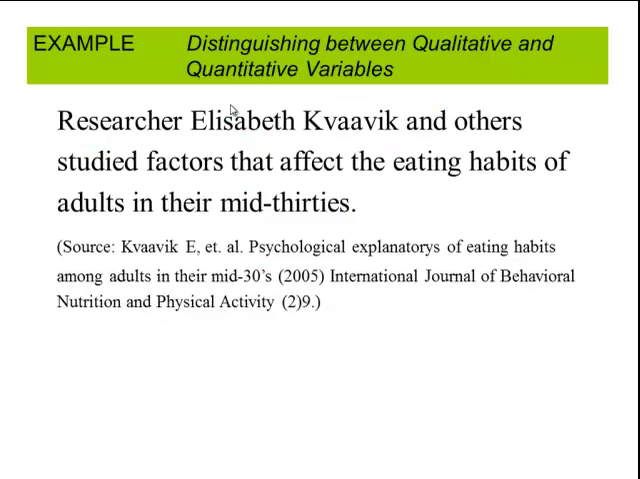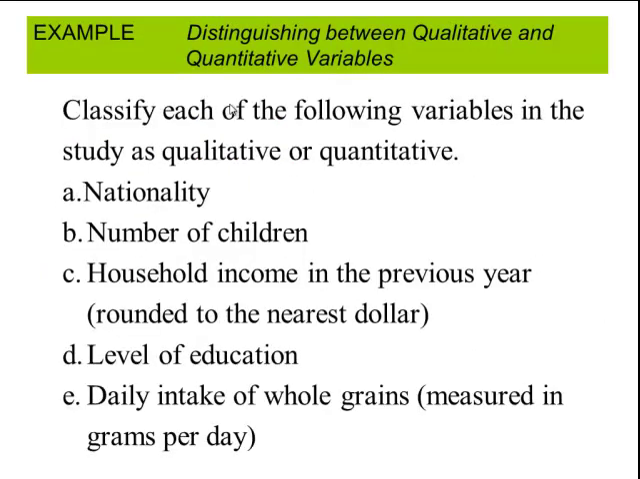This researcher studied some factors that affected the eating habits of adults in their mid-30s. We're going to classify each of these factors as qualitative or quantitative. Nationality, not a number, these are categories, so the answer would be qualitative. The number of children, okay, that can be a number, and that number we can perform operations on. So this would be quantitative. Household income in the previous year rounded to the nearest dollar. Again, this is a number. We can perform operations on it.